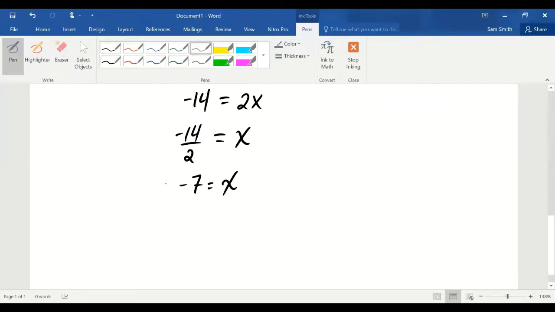Now, the truth is that this is really not technically the final step of this problem. We really should check this answer in the original equation, but we'll deal with that in a separate video.